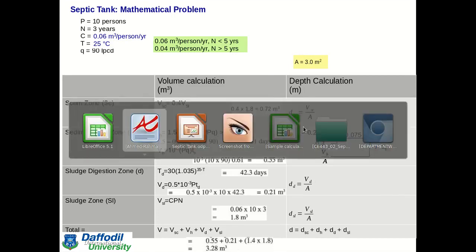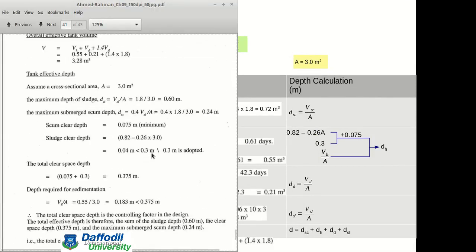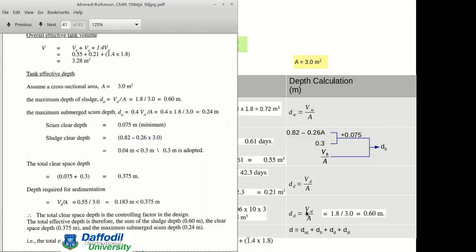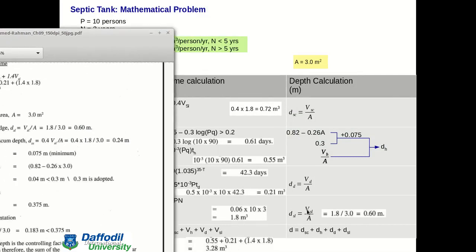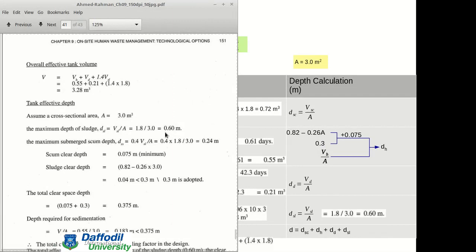So what they have done to calculate the depths, let me show you. First they have taken the cross-sectional area as 3 square meter. First they have calculated the depth of the sludge zone. This means this zone, okay. Here is the calculation: V sludge is 1.8, you can see it written over here, 1.8 meter cube. This should be divided by area to get the depth, okay. This is nothing new. We have calculated just the depth of sludge zone.